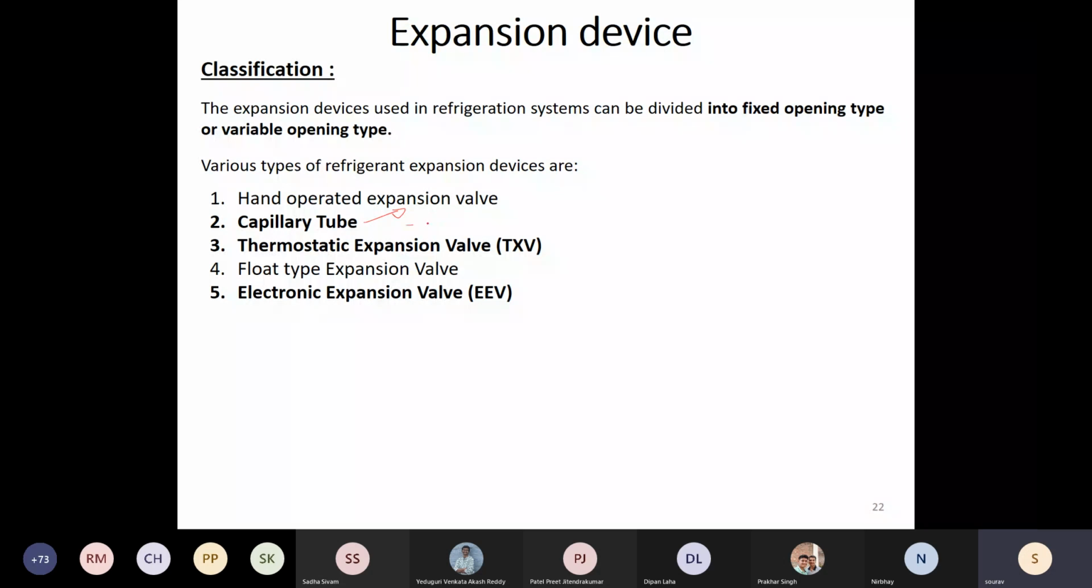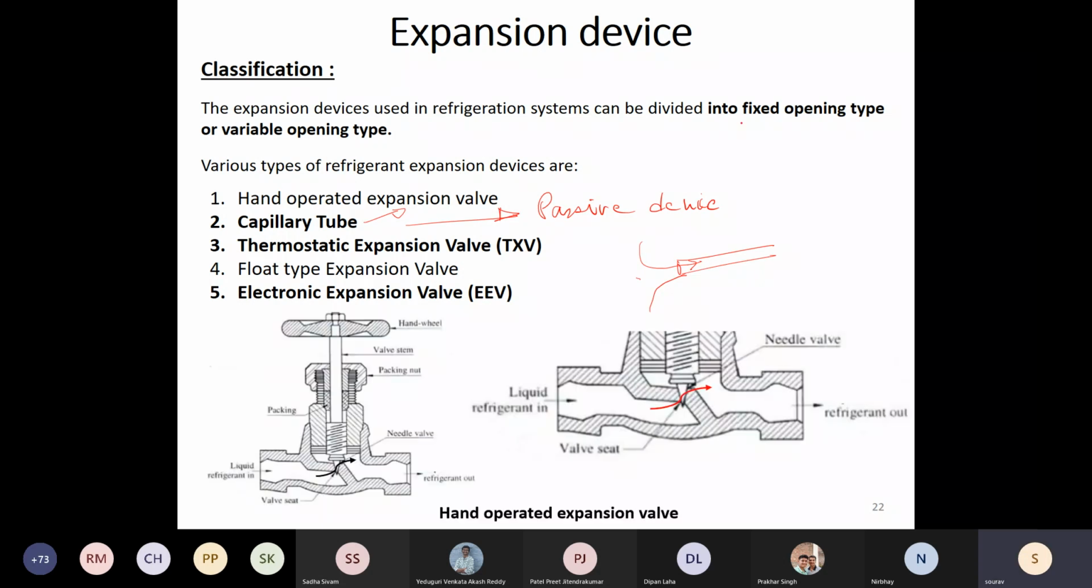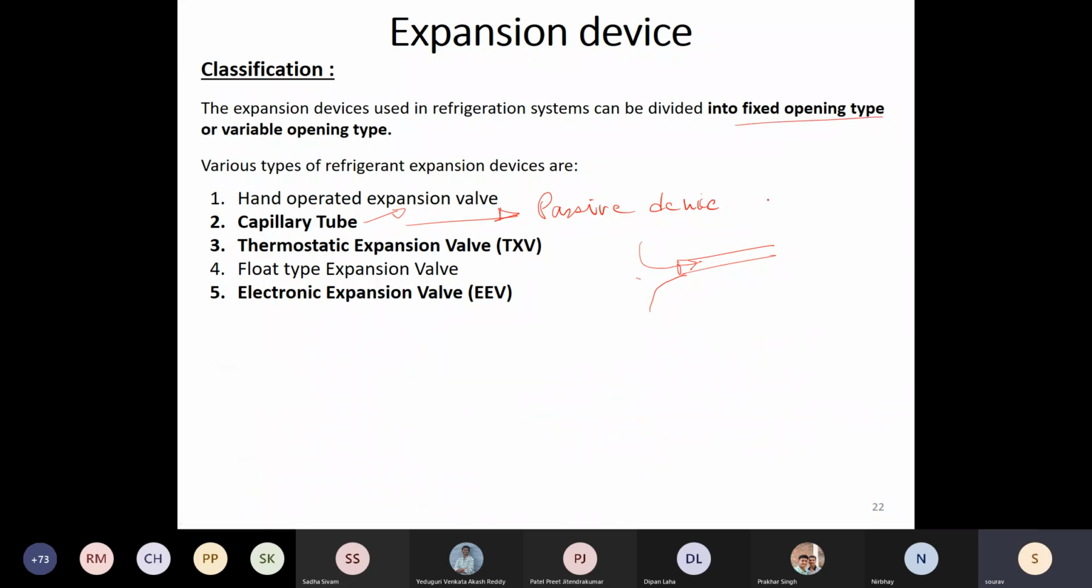Okay, so this is just a passive device. By passive device, I mean that the area through which flow occurs in the expansion device does not change. Or it is sometimes called the fixed opening type.